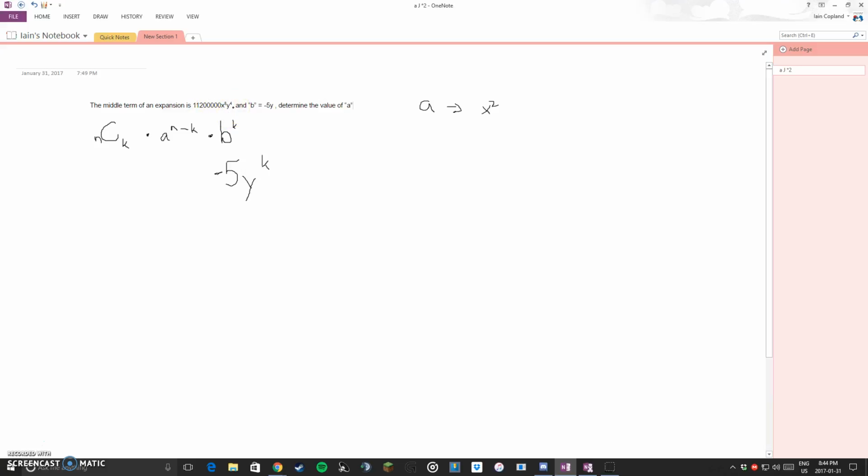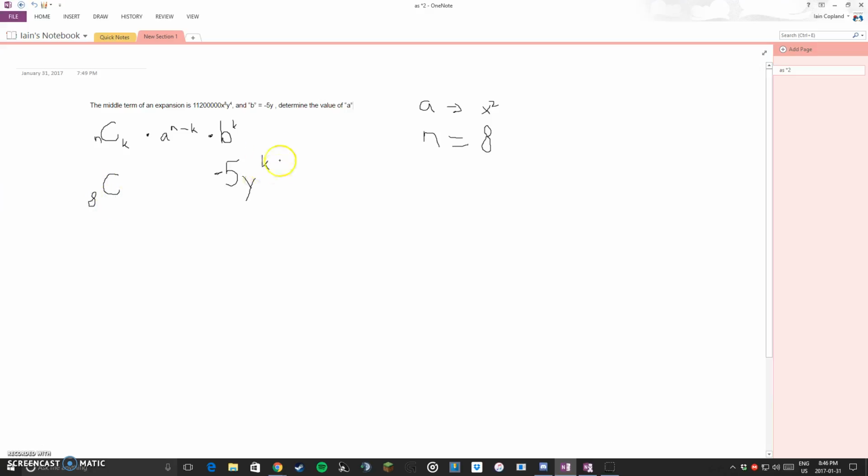Since it is the middle term of the expansion, we know that the degree of a plus the degree of b is equal to the degree of the entire binomial. So, since it's the middle term, it's going to be the degree of b times 2, which means that we know that n is equal to 8. I lost my mouse. There it is. So we can also substitute that into this equation.